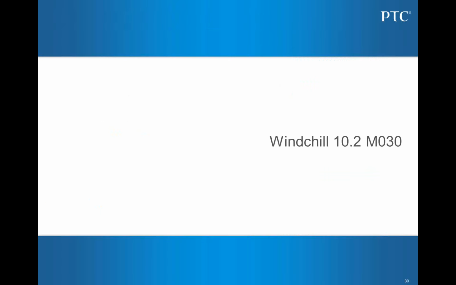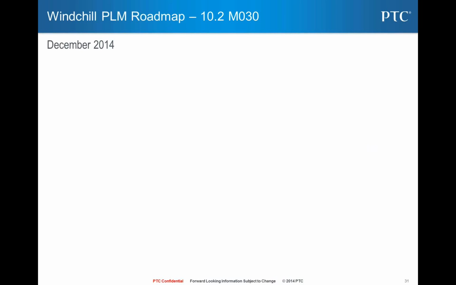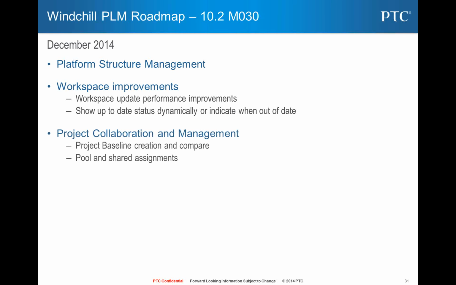Okay, now moving on to Windchill 10.2 M30. So this is planned for the end of this calendar year, and there's some key improvements around platform structure management, some improvements in the workspace performance, in particular around status. Project collaboration, we will introduce a capability to support baseline, so you can create a baseline at any time of a project plan and you can compare it.